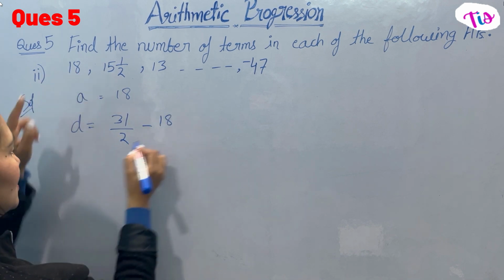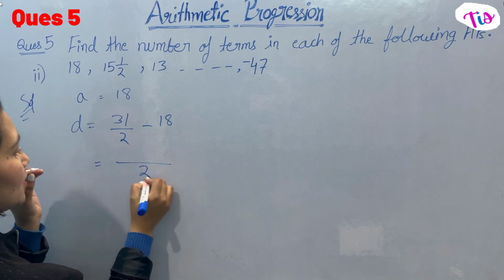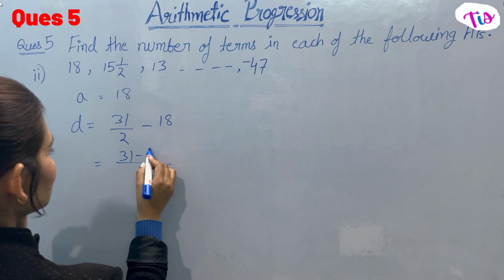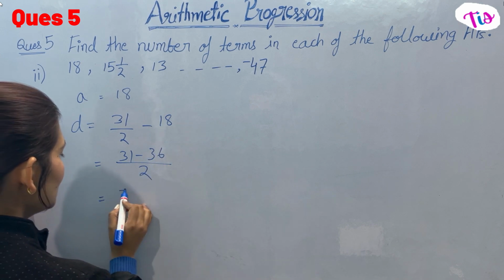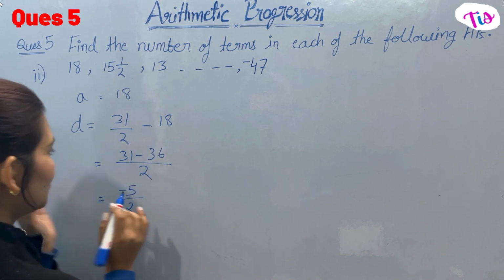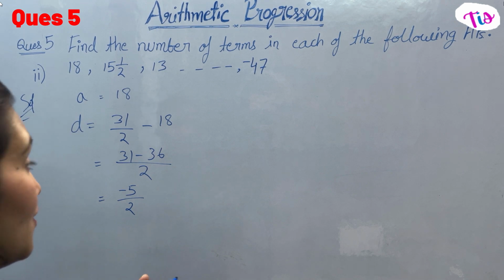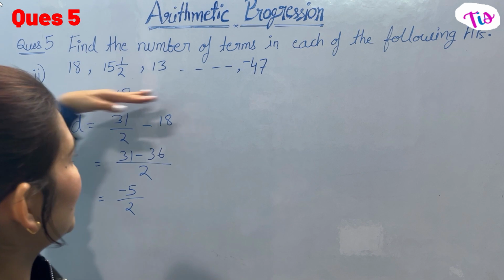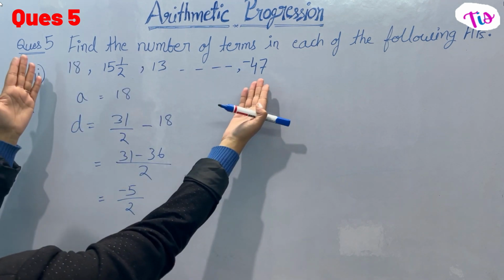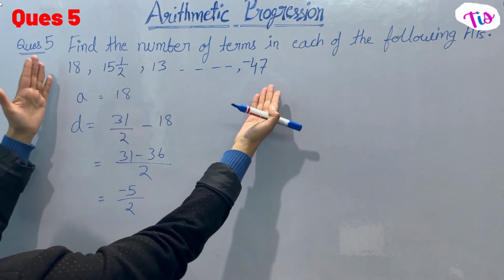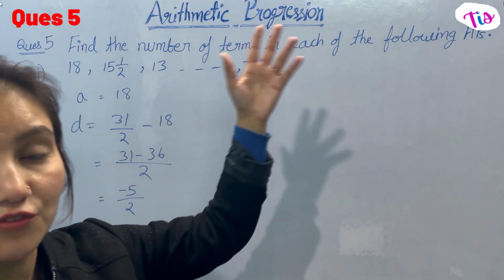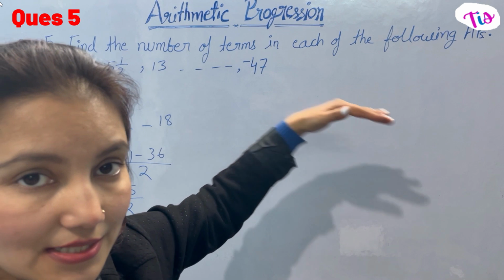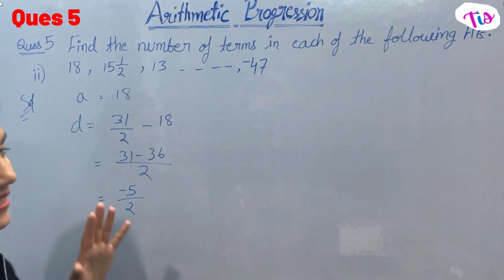A1 is 18 here. So let's solve it. 2 is the LCM, 31 minus 18 times 2, that is 36. So it's minus 5 upon 2. So the common difference is minus 5 upon 2. It's negative. Okay, it means the common difference is negative, then the AP will be in decreasing order, and it's quite evident from the type of sequence it is. 18 and then minus 47 is the last term. It means the AP was decreasing. Okay, it's in decreasing order. But that's not the question.